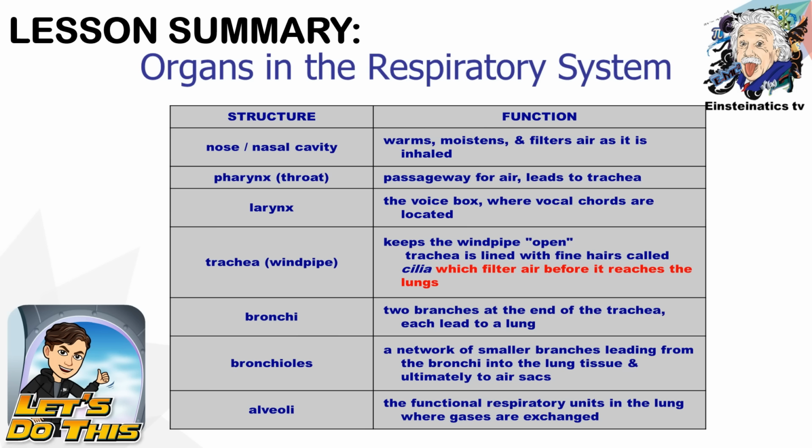From the trachea, the air now moves into the bronchi, wherein it branches at the end of the trachea, each leading to a lung. Next one, from the bronchi to the bronchioles. Bronchioles are a network of smaller branches leading from the bronchi into the lung tissue and ultimately to the air sacs. Now, these air sacs are known as the alveoli, which are the functional respiratory units in the lung where gases are exchanged.